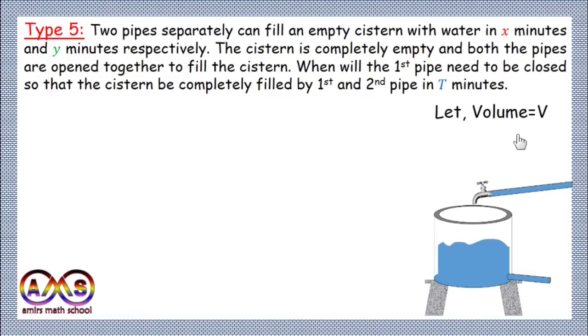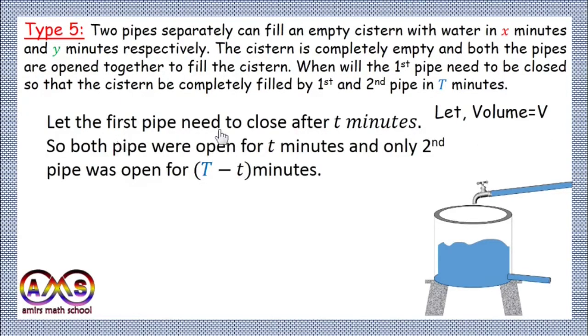Let the volume of the cistern be V, and let the first pipe need to close after t minutes. So both pipes were open for t minutes, and only the second pipe was open for T minus t minutes. Here, uppercase T is the total time given, and lowercase t is the time we want to find.